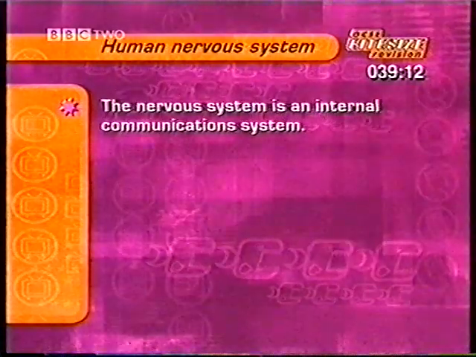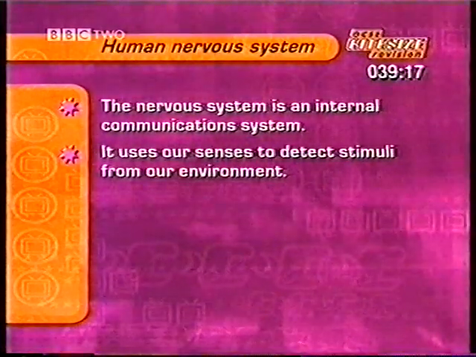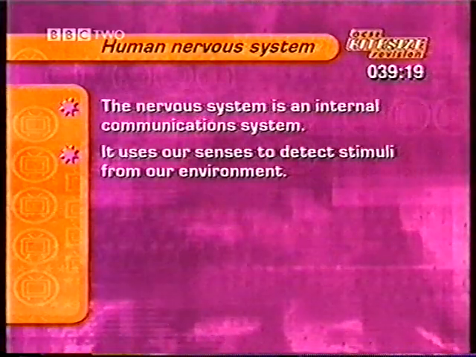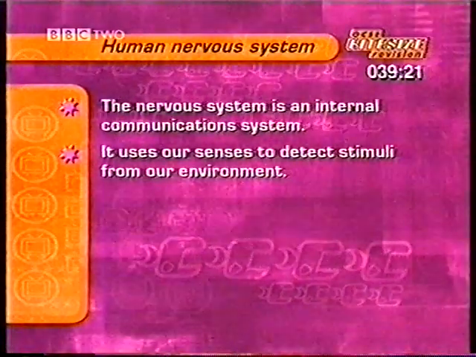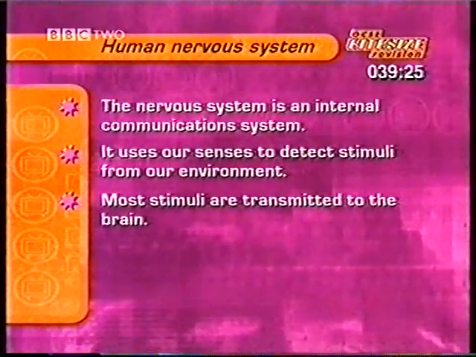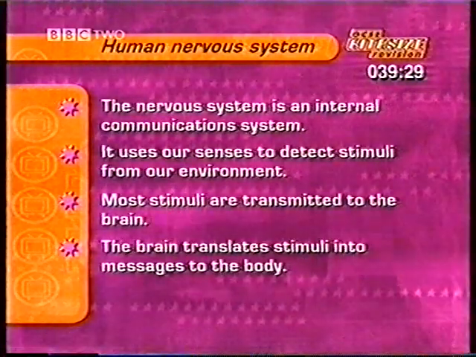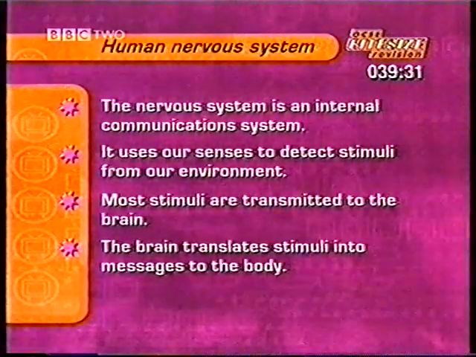The nervous system works like an internal communication system. It uses our senses to detect stimuli from our environment, such as light, heat, sound, smell, taste, or gravity. Most of these stimuli are then transmitted to the brain. In the brain, the stimuli are translated into messages to other parts of our body.